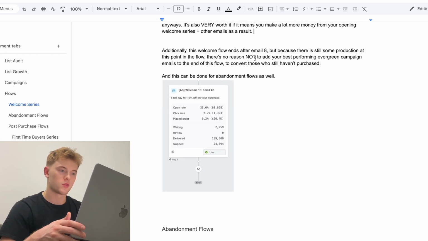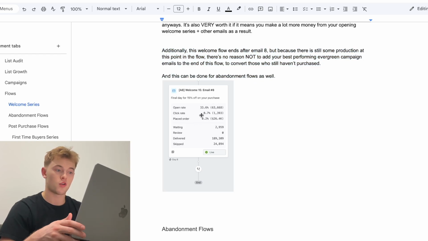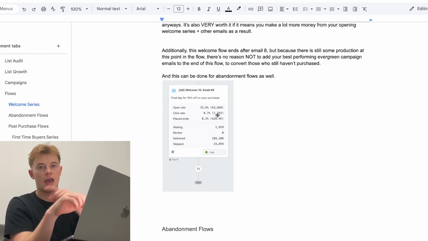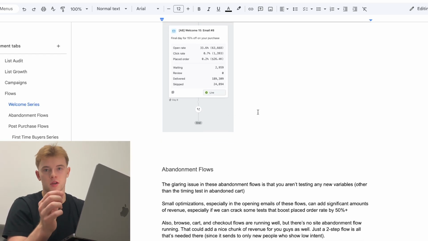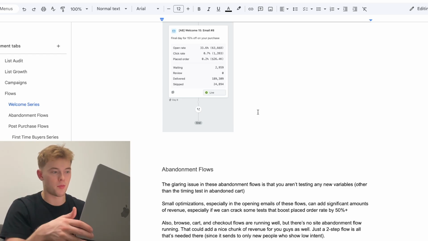All right, the other thing was that their welcome email ended after email number 8, but it was still getting some conversions. So what I recommended for them is to take their best performing evergreen campaign emails and add them to the back end of this flow. The reason being because if a non-buyer is still going to be in this flow and still not make a purchase, we may as well give them our best performing campaign emails at the very end.